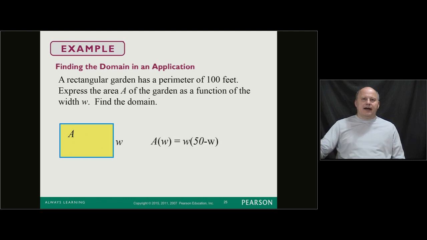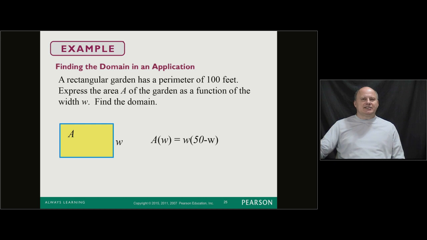Okay, now the area is W times (50 minus W). Now you're like, why is it, first of all, 50? Well, we'll go with that. We'll come back to that in a second. But notice it's the product of the width and 50 minus W, which appears to be the length, because the area of a rectangle is width times length, or length times width. So W is the width. The length seems to be 50 minus W.